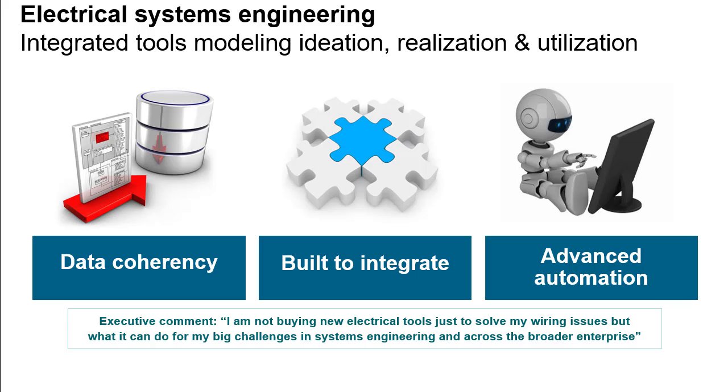All of this was built with three core principles in mind. Data coherency ensures that all domains work with correct, synchronized, and managed data. Capital was built to integrate so that data coherency extends beyond just Capital but into adjacent processes. And advanced automation of complex tasks create better designs faster.